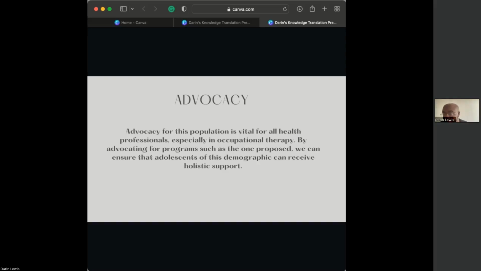Advocacy for this population is extremely vital for all health professionals, but especially for our domain discipline, occupational therapy. By advocating for a program such as the one that I proposed, we can ensure that the adolescents within this demographic can receive holistic support. By becoming more vocal on this critical topic, we can help marginalized youth to find healing, to regain the desire to participate in meaningful occupations, and improve their overall quality of life.